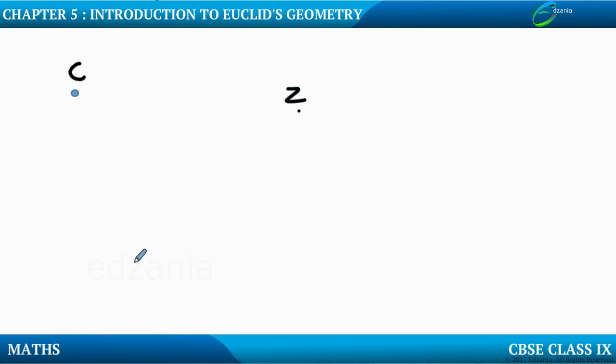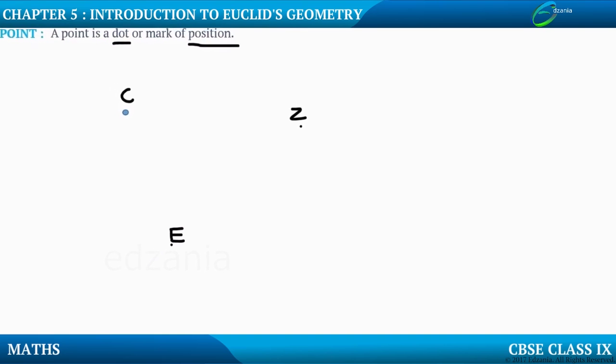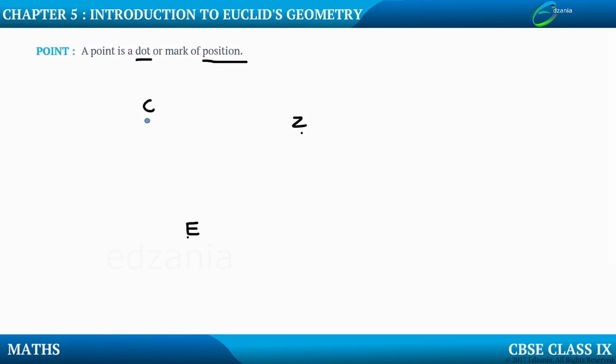If I take one more point over here, this is a dot, or I can say this is a mark of position, that is a point. And again I can name this by any alphabet, say for example E. So point is nothing but a mark of position or a dot, which you have already learned in the previous classes as well. Let us move on to the next topic now.